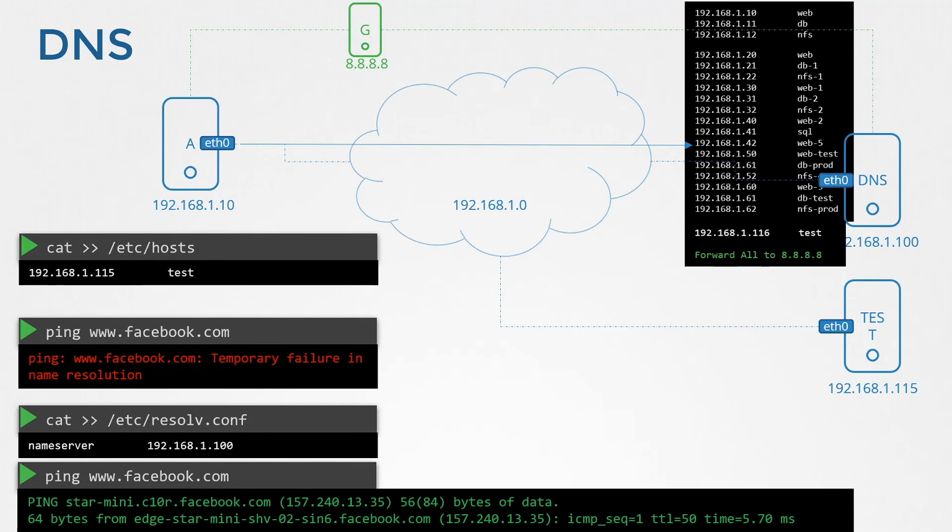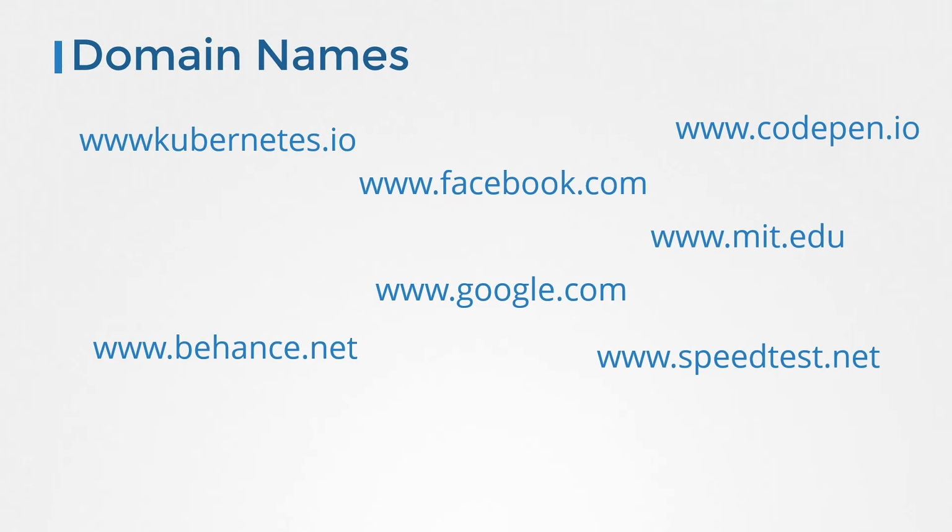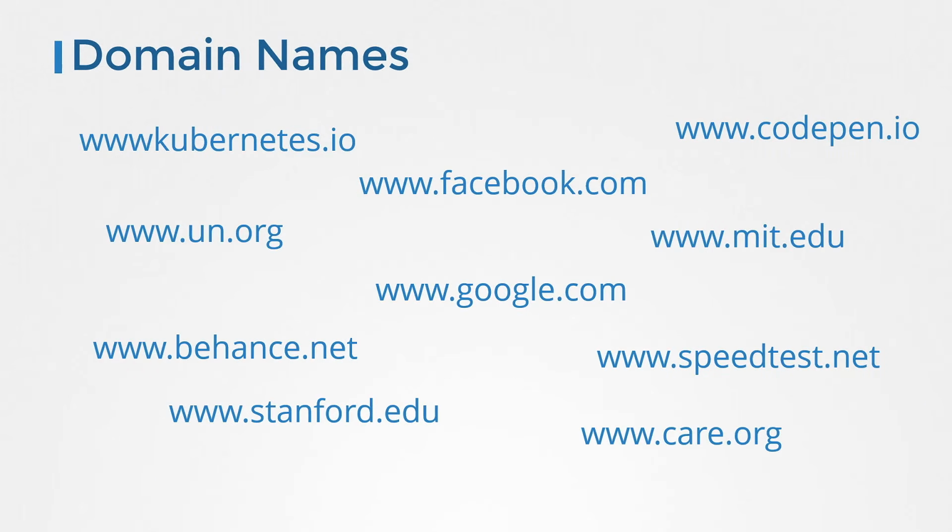Until now, we've been just trying to reach systems with their names like web, DB, NFS, etc. But we just tried to ping Facebook at www.facebook.com. What is this name with a www and .com at the end? It's called a domain name, and it is how IPs translate to names that we can remember on the public internet, just like how we did for our hosts.